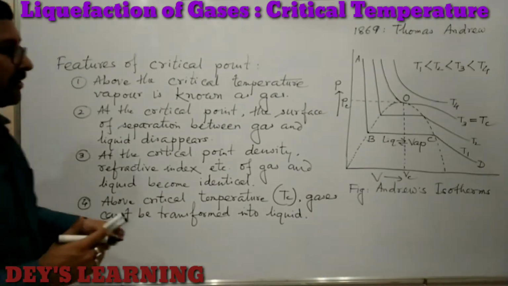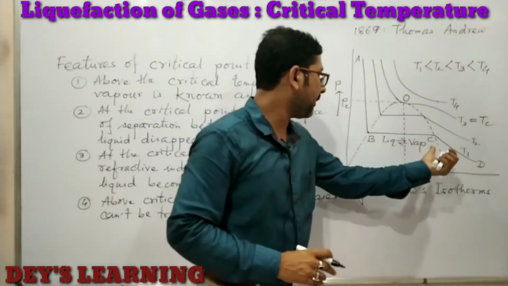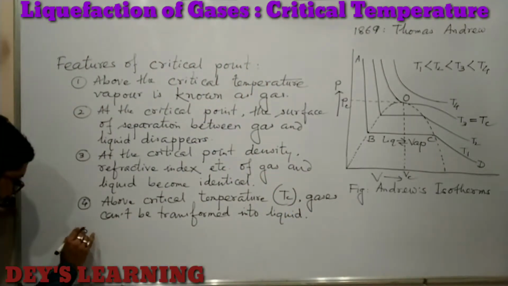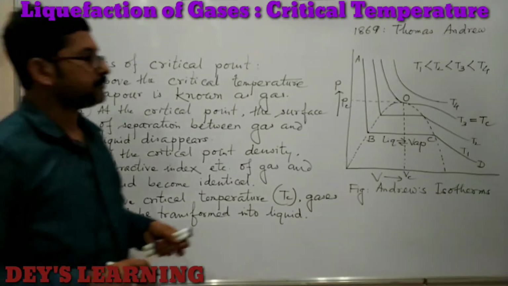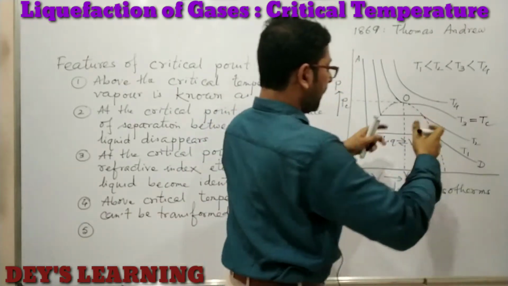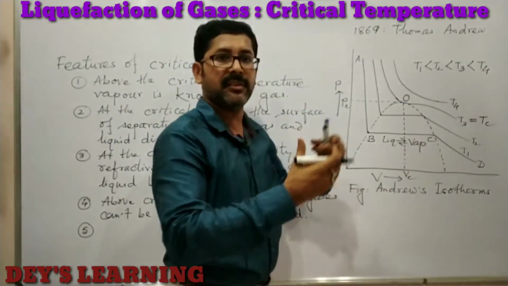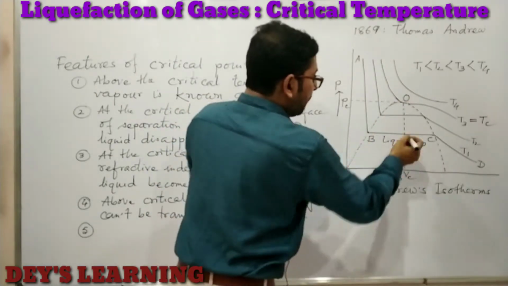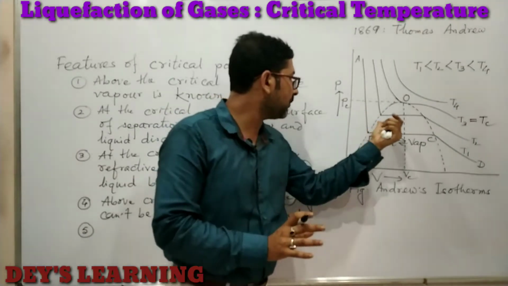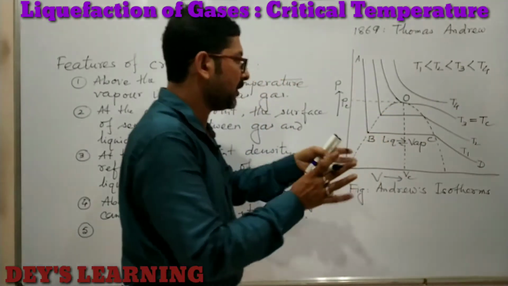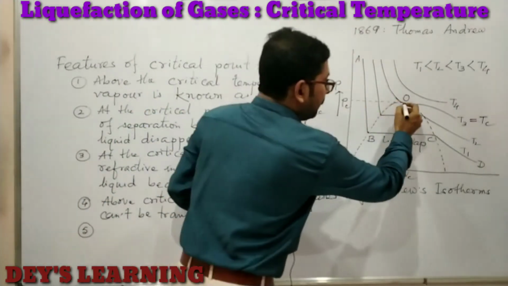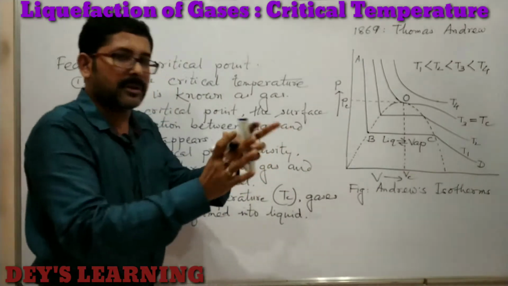So critical temperature is the highest temperature at which the vapor can be converted into liquid. Next point, number 5. Look at here. Above the critical point, the kinetic energy of the gas molecules increases, and below the critical temperature, the molecular attractive force among the molecules in the liquid state increases. So at this point, these two actually become equal.